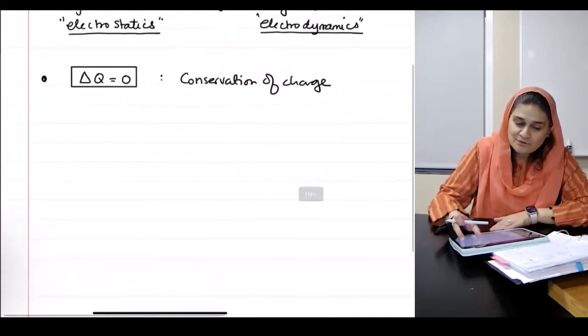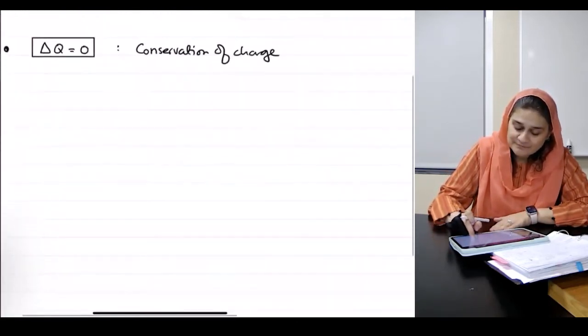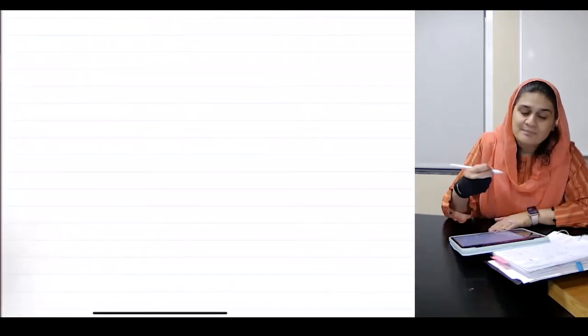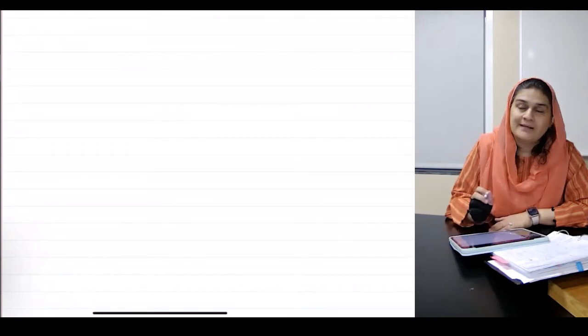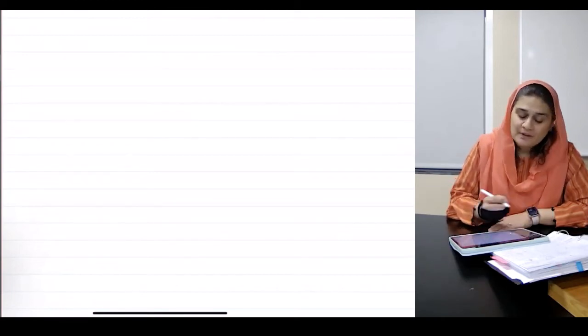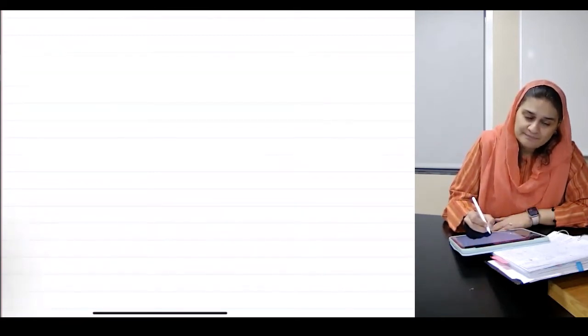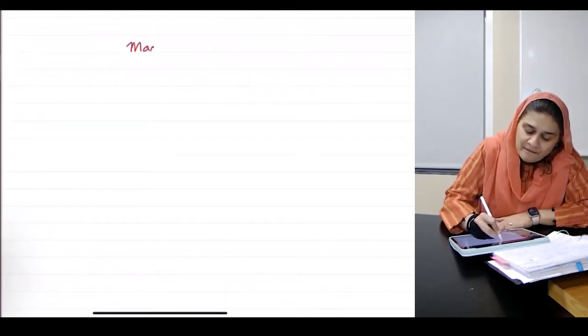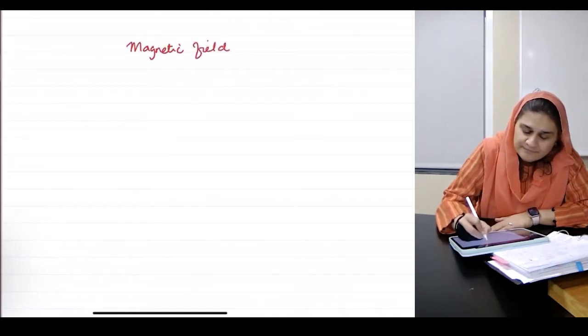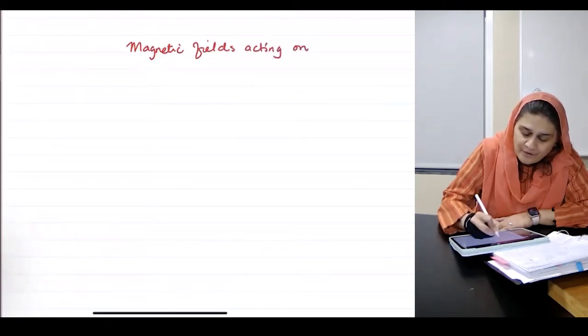So I want you to draw a table. And suppose I divide this study in 2 parts. So first part, I want to say magnetic fields acting on moving charges.